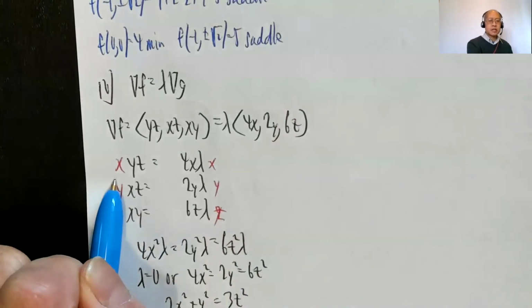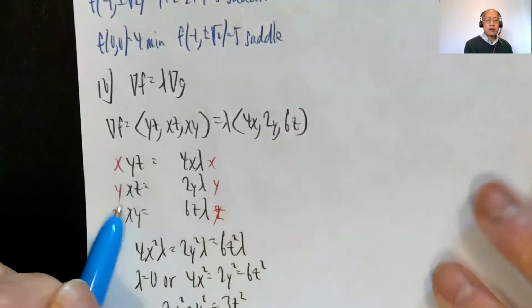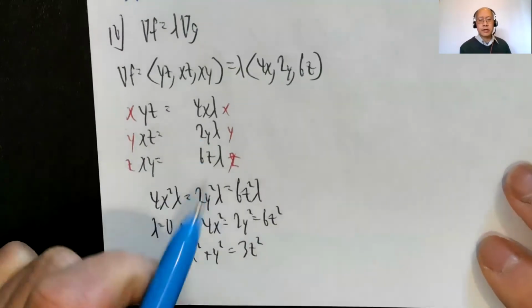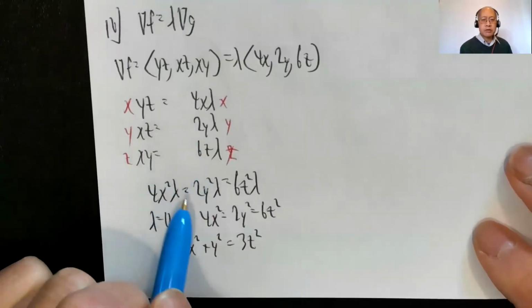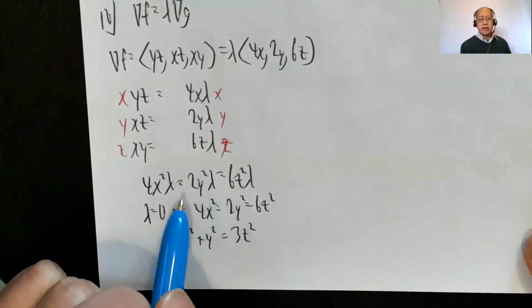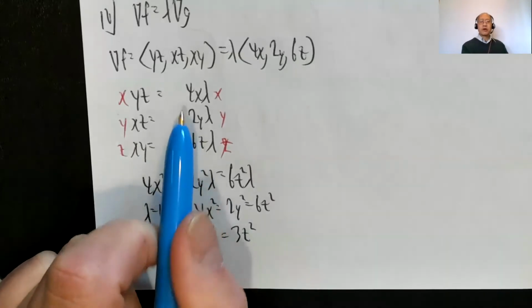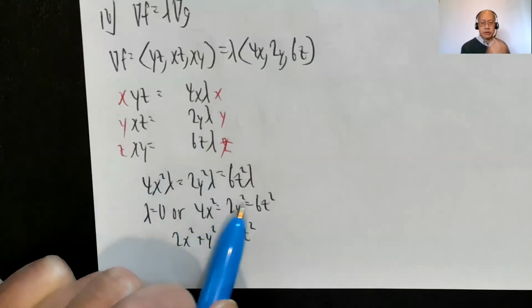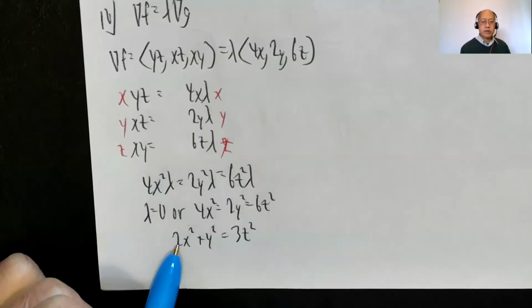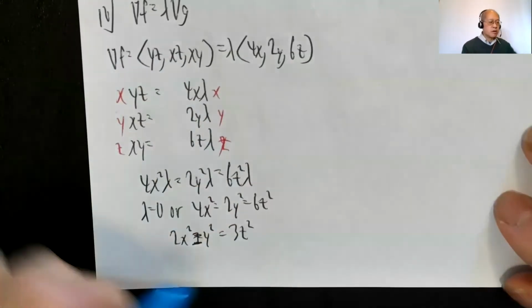So yz equals 4x lambda, xz equals 2y lambda, xy is 6z lambda. The trick is to multiply both sides by x, by y, and by z. That makes them all equal to xyz. Therefore, they're all equal to each other. 4x squared lambda equals 2y squared lambda equals 6z squared lambda. So lambda could equal 0, or if lambda is not 0, then 4x squared equals 2y squared equals 6z squared, or 2x squared equals y squared equals 3z squared.